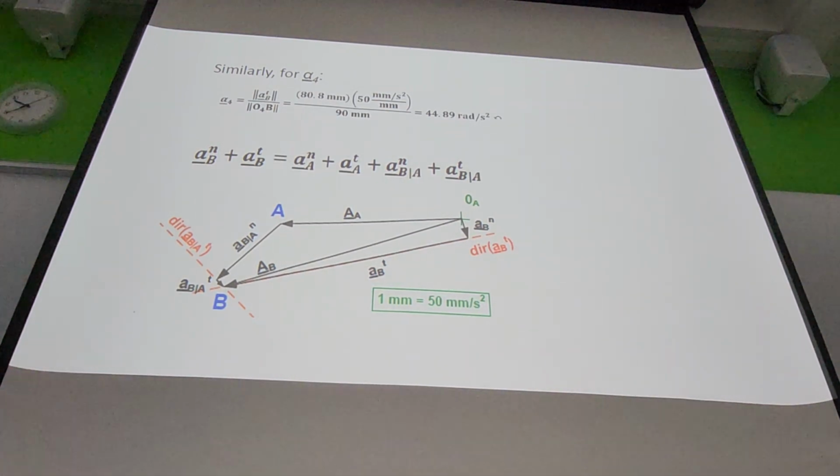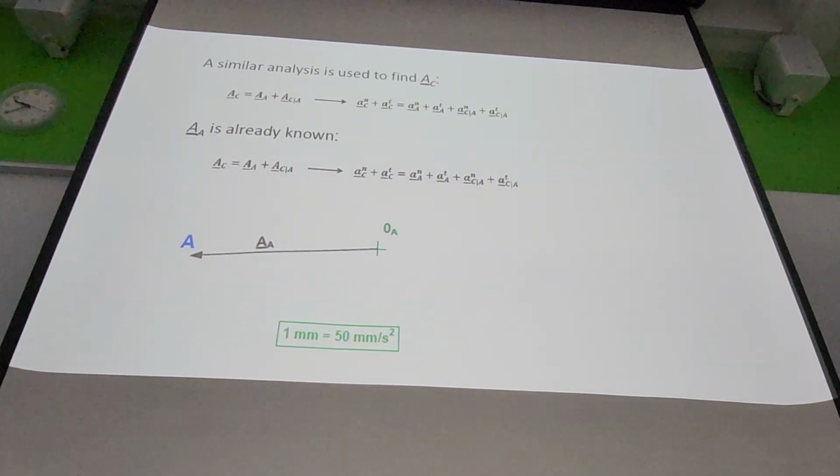Okay, so your complete acceleration polygon now looks like this for points B and A. Now you are linking point C to point A. So link point C to A, and you can again write C normal plus C tangent is the acceleration of A plus the acceleration of CA. You already know the acceleration of A, therefore you are plotting the acceleration of A.